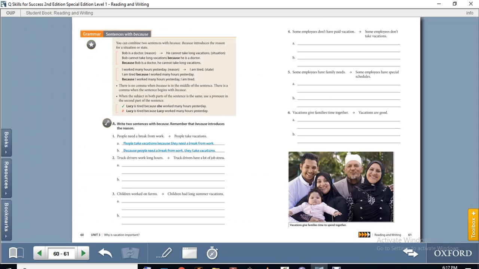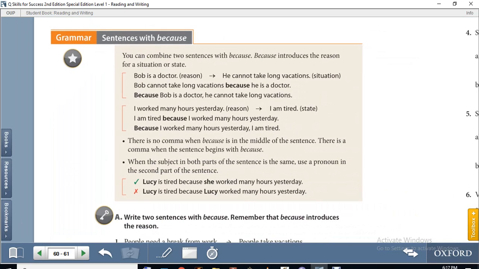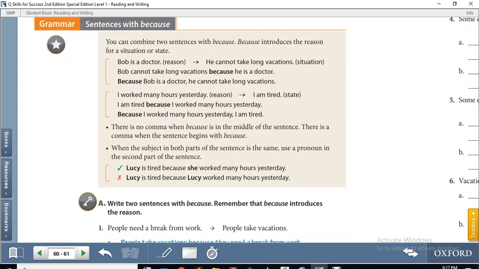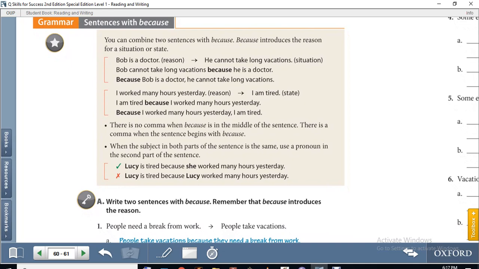Moving on to the grammar section of writing level 1 unit 3, sentences with because. Now you can combine two sentences with because. Because introduces the reason for a situation or a state, so it gives us a reason. Now look at these examples. Bob is a doctor. This is a complete sentence. It's a reason. He cannot take long vacations. This is a situation. Now we can combine these two sentences using because.